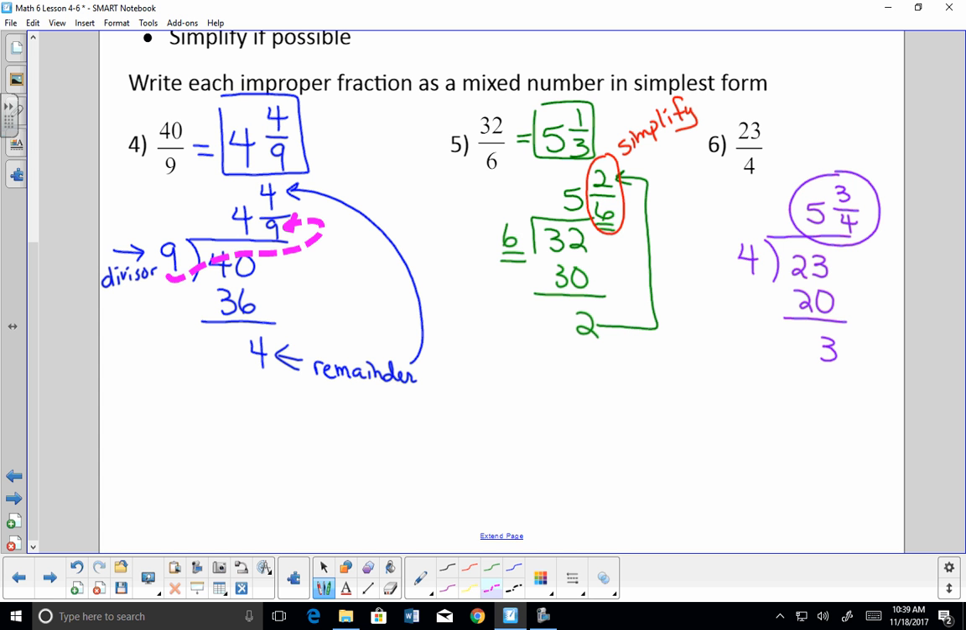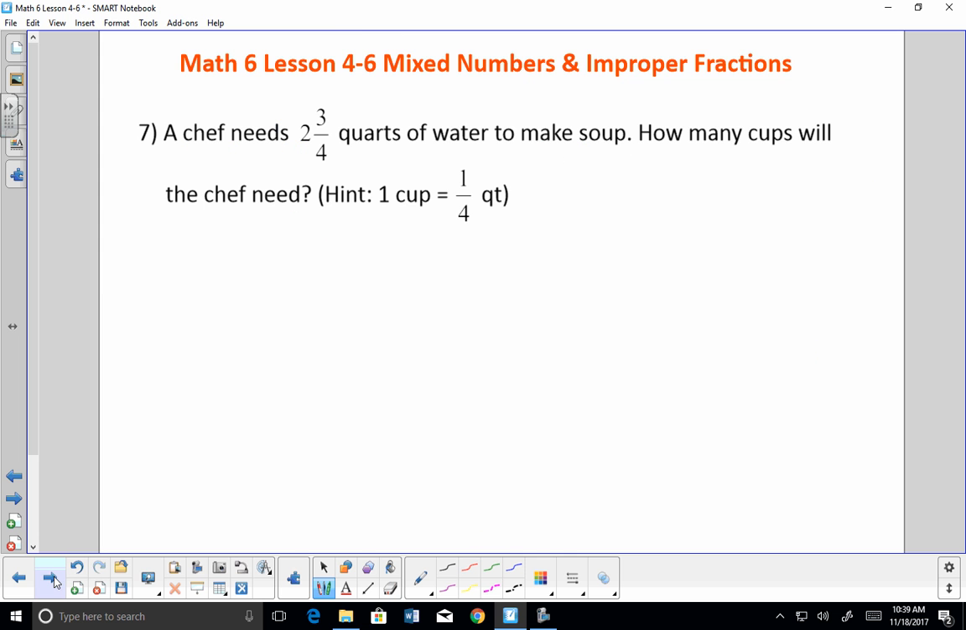Let's do an application. A chef needs 2 3/4 quarts of water to make soup. How many cups will the chef need? Hint, 1 cup is equal to 1/4 of a quart. Okay, in other words, we need to know how many 1/4 quarts does the chef need if he has 2 3/4 quarts of water. Well, the first thing I would do is I'd say, it would be much more helpful to me if I knew what 2 3/4 was as an improper fraction. So I'm going to convert this to an improper fraction.